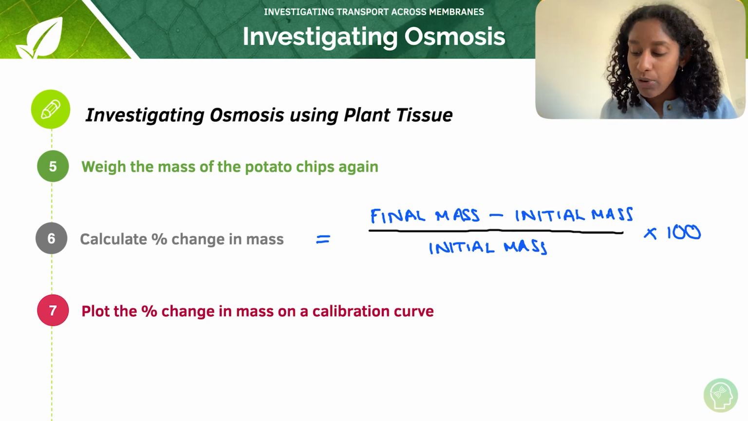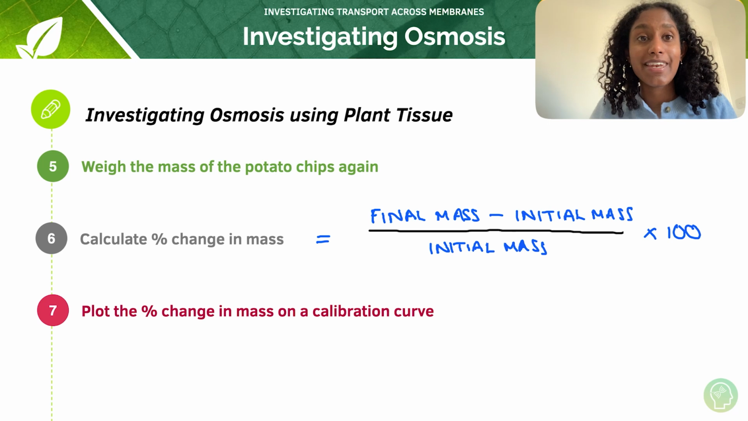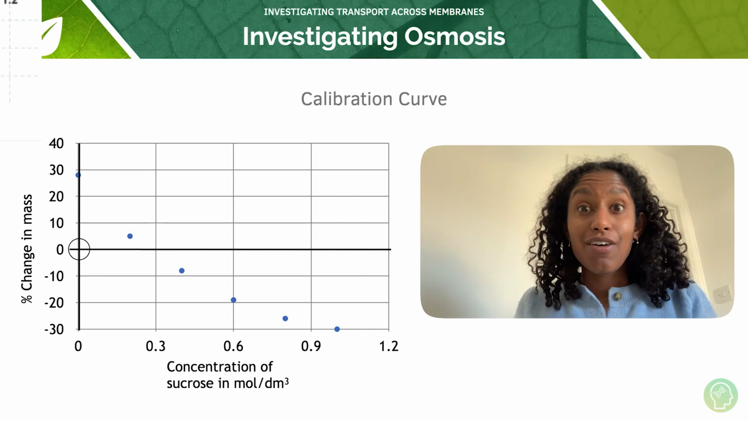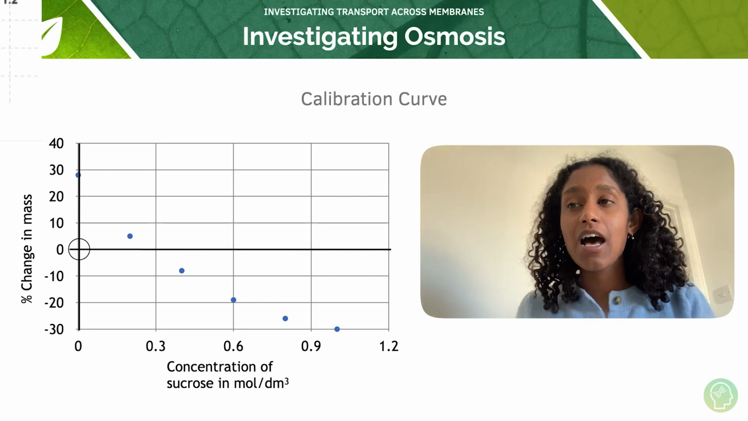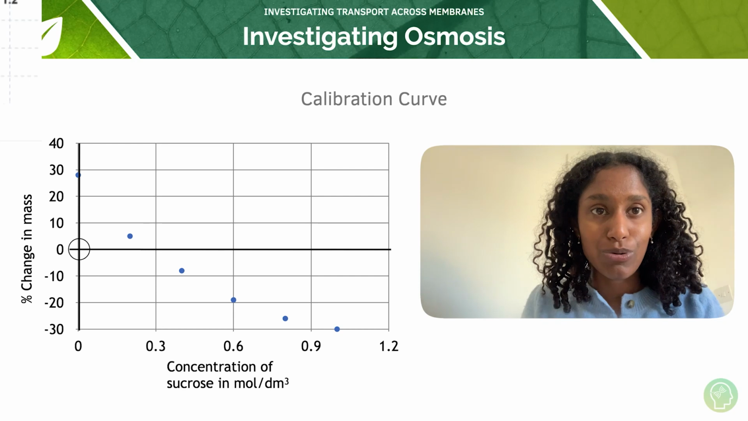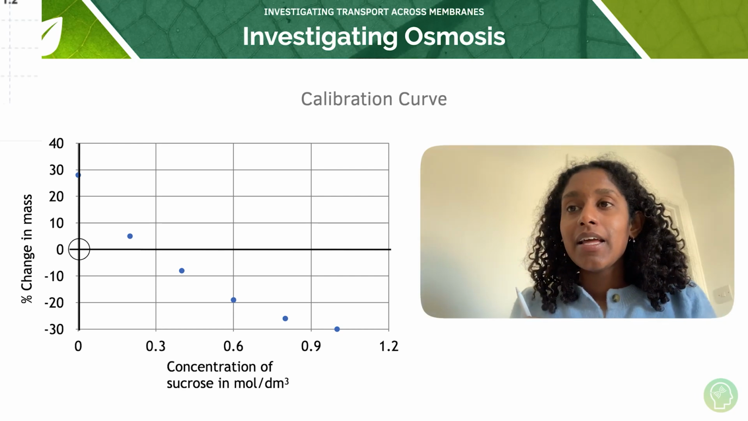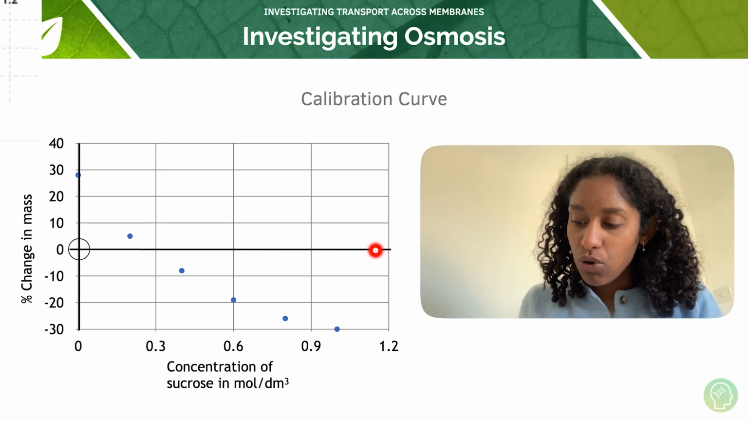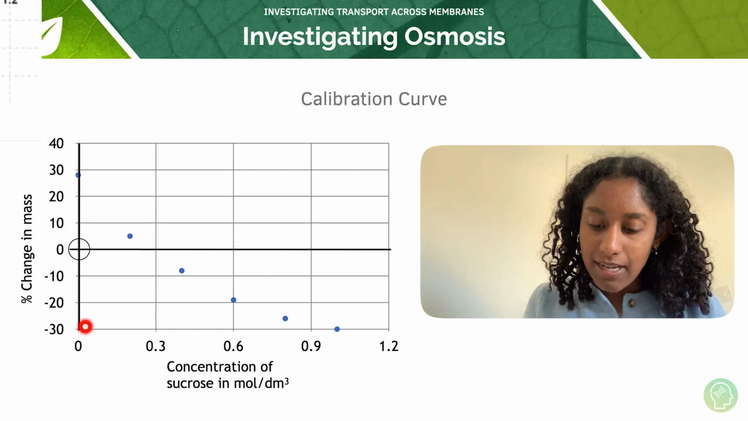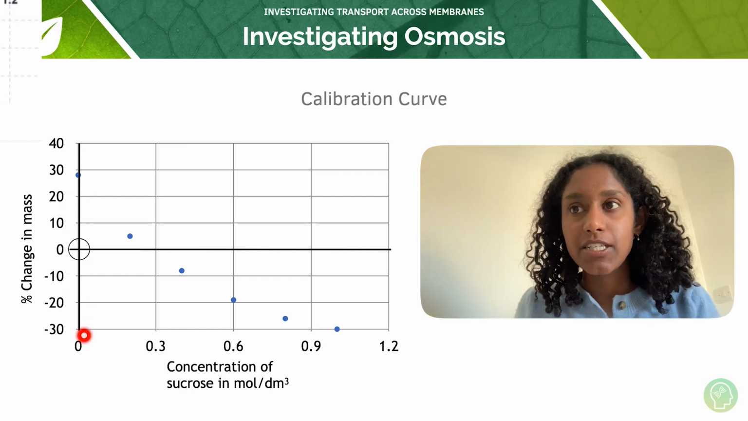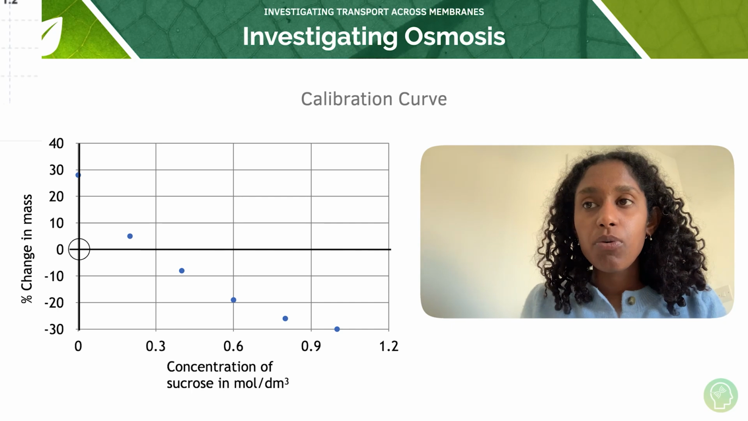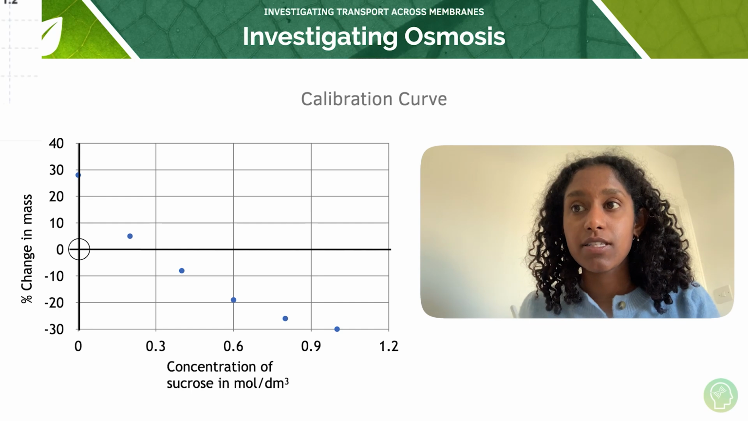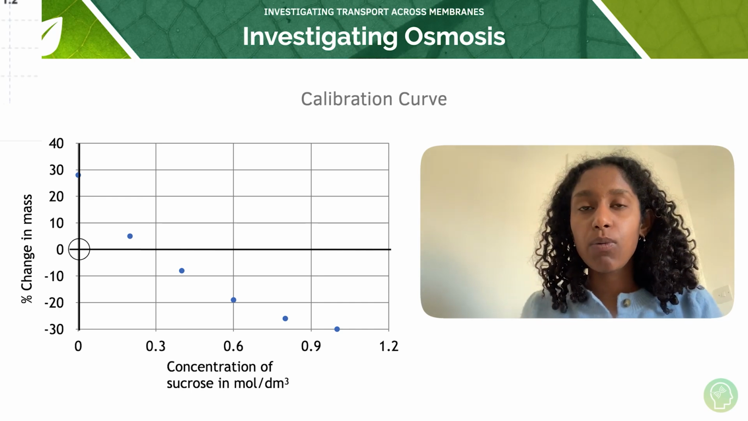And we can then plot that on a calibration curve, which I'm going to show you on the next slide. So this is our calibration curve. Our calibration curve helps us determine the water potential in the potato sample, because remember, we don't know that. Now what we do is we have, along our x-axis, our concentration of sucrose solution, and along our y-axis we've got our change in mass of our potato. So that means that when we plot points on this graph, we're plotting the percentage change in mass against the concentration of sucrose solution. Now let's think about what that means.